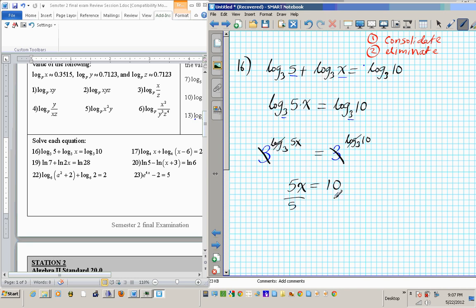Divide both sides by 5. And your final answer is x equals 2. Alright, there you have it.